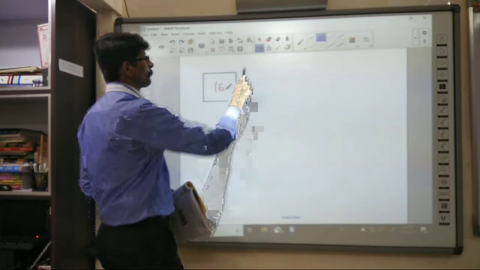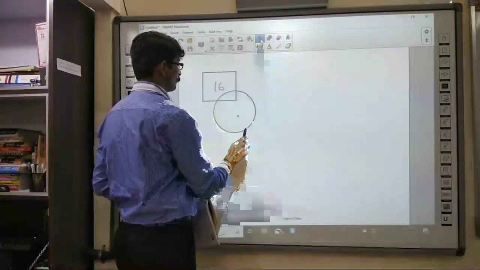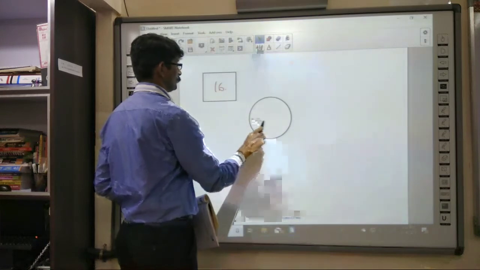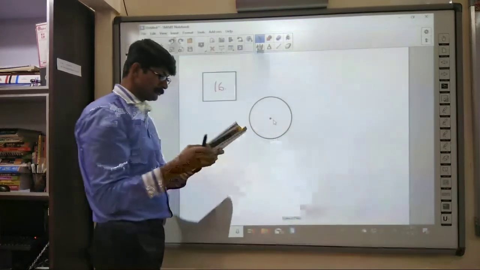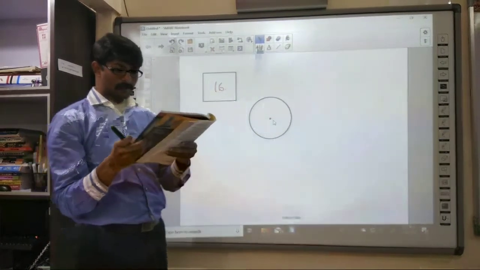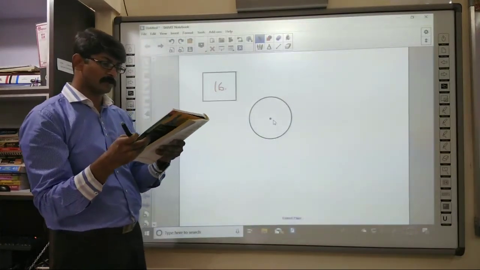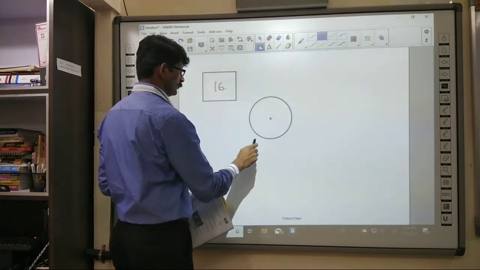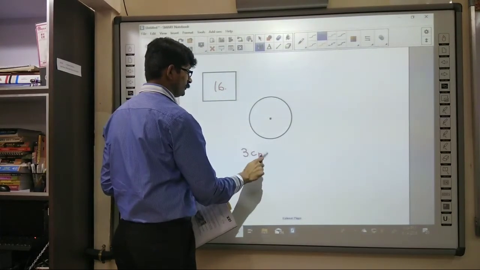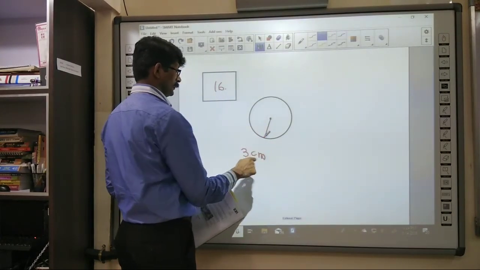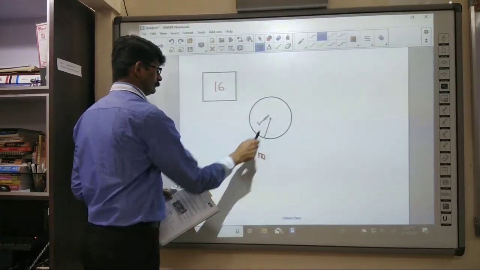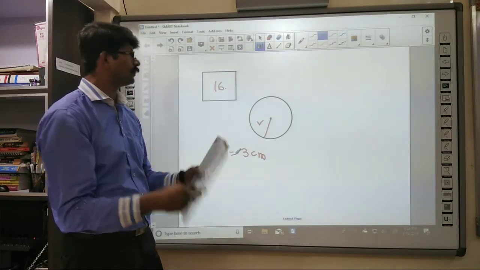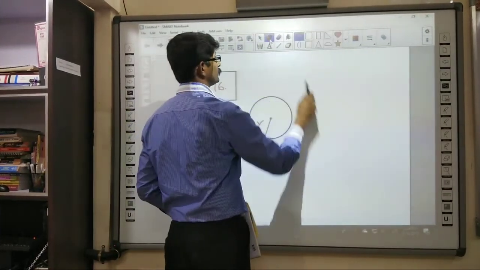Sphere. So a solid sphere is to be melted. Let's say this is a sphere, to be melted and then cast into small spherical balls. Now the radius of this sphere was, say, 3 centimeter. This was 3 centimeter, and then this is cast into small spheres.